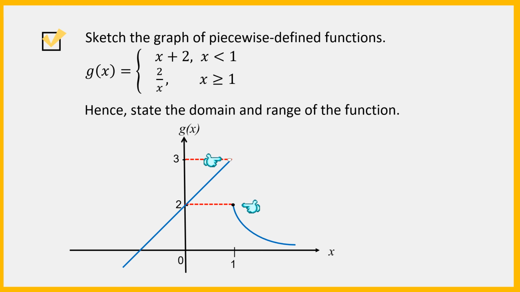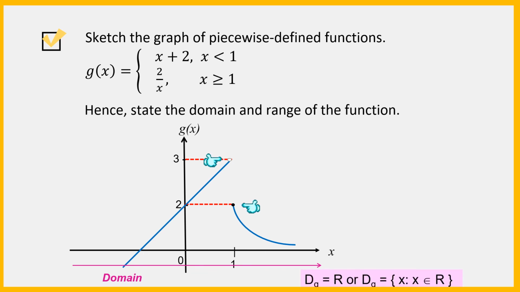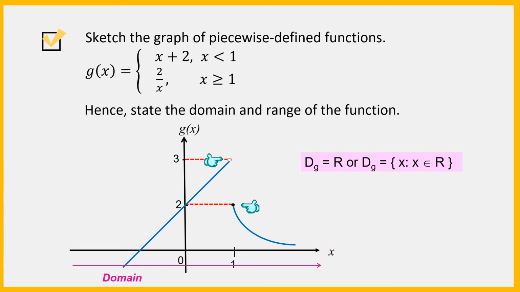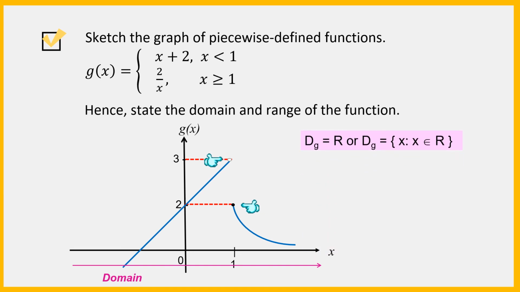Thus, the horizontal extent covers all values of x. Thus, the domain is all x in R. In interval form, we simply write the domain is R, or in set form, the domain is x such that x belongs in R.